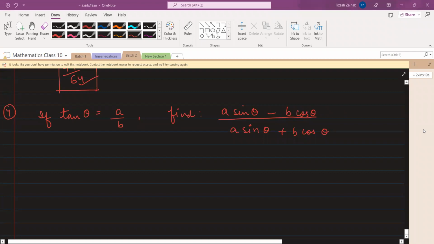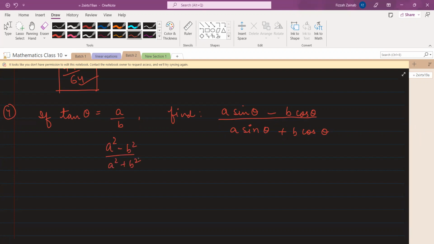Rida, what about you? Ma'am, I got a square minus b square by a square plus b square. Yeah, so that's right. Who else is getting it? Eman, are you getting it? I didn't hear you said something. Harsha, have you got it? I'm doing.